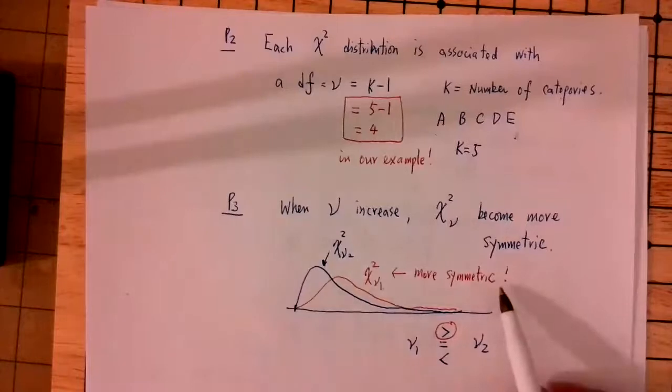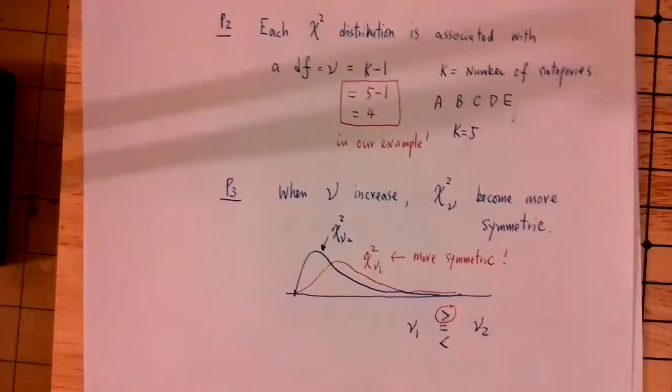And this has something to do with the central limit theorem. The reason I'm not going to explain now, but when you learn more advanced statistics courses, you will know. Now, property 4.